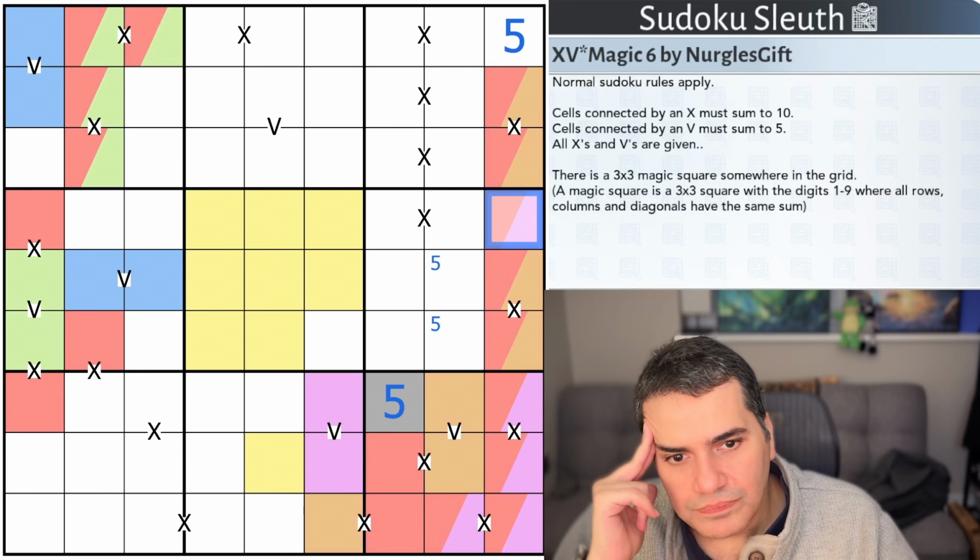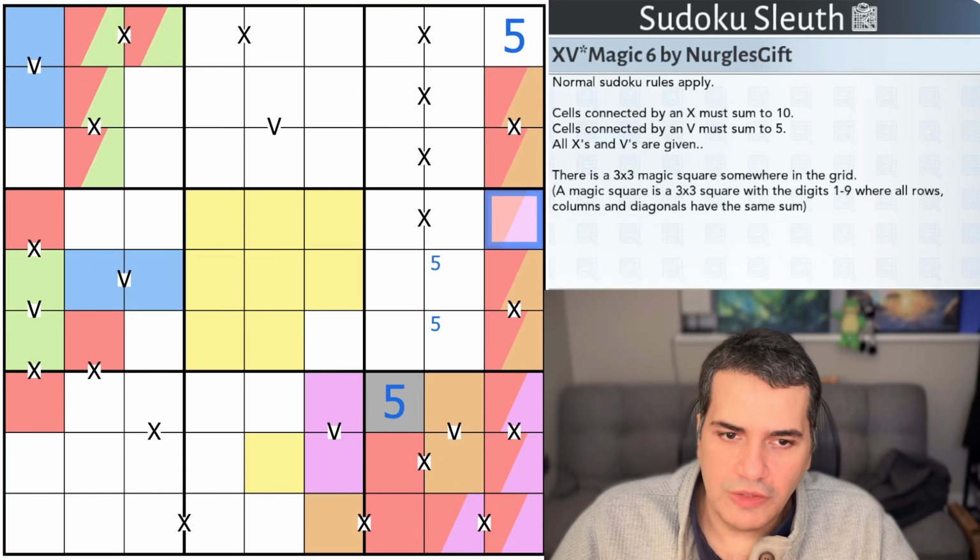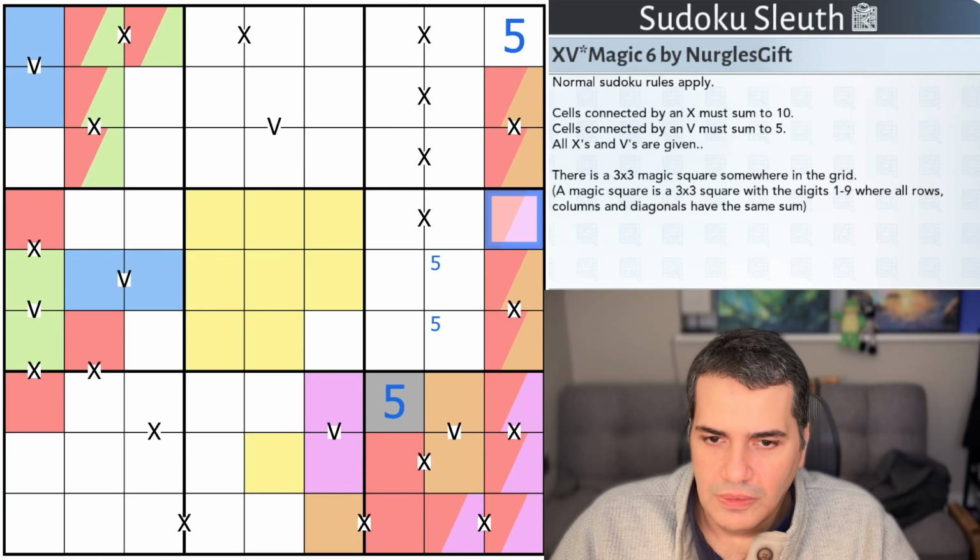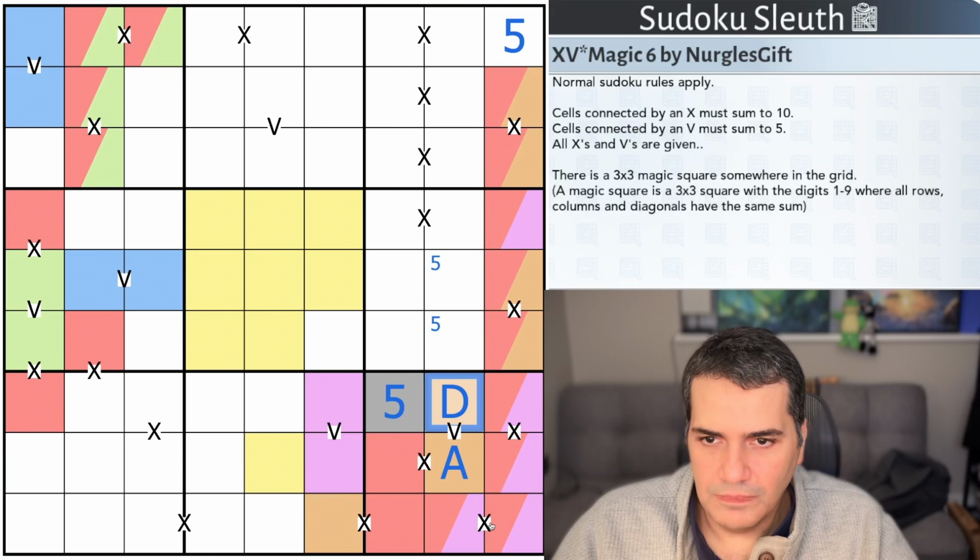Wow. Right, we're on to letters. We're going to have to. Right, how am I doing this? A, D. No, I can't even do that. I don't know what's low and high in here to be able to force anything.